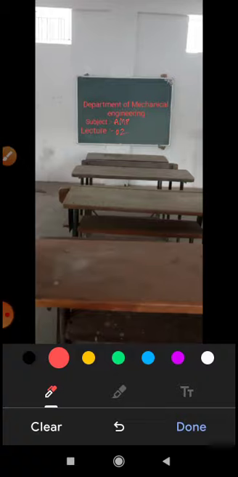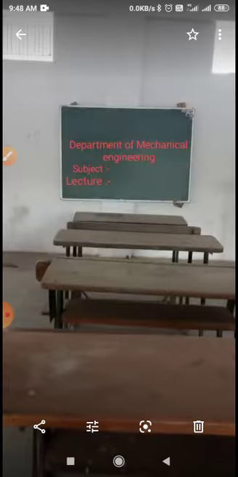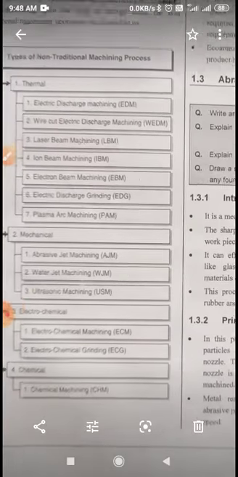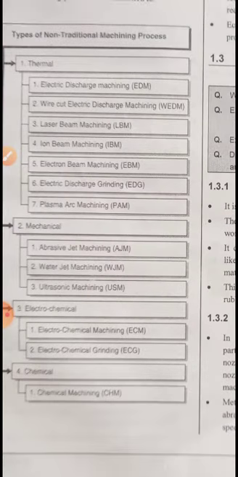non-traditional processes. We had also classified the non-traditional processes into four groups, depending on the energy used for that machining. First one is thermal energy, that means if thermal energy is used, then the machining process is classified into that category. Then the second one is mechanical, then electrochemical and chemical. So this is what we saw in the last lecture: thermal energy, mechanical energy, electrochemical energy and chemical energy.